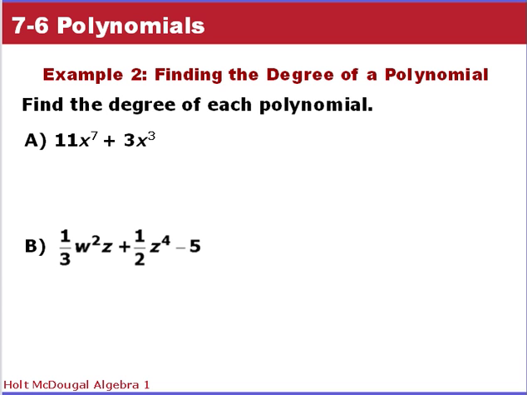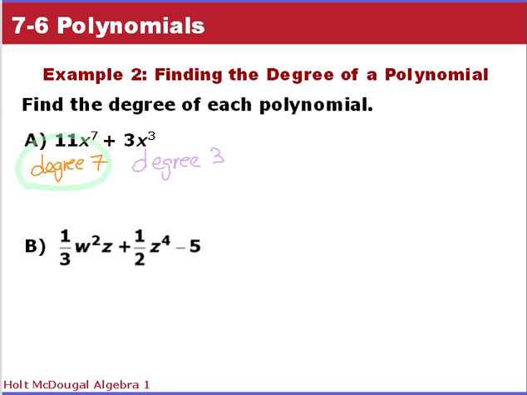So for these examples, we want to find the degree. So we have 11x to the 7th plus 3x cubed. For this one, this has a degree of 7, and this monomial has a degree of 3. So the polynomial will have the greatest degree, which would be a degree of 7.